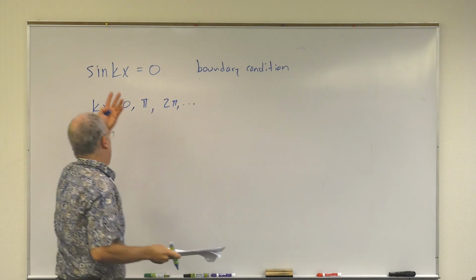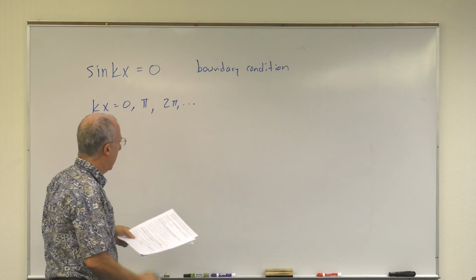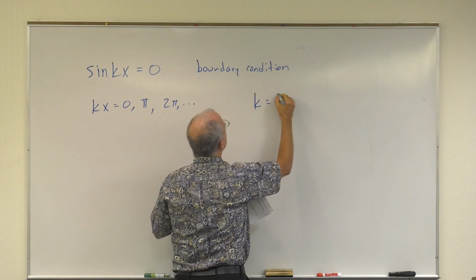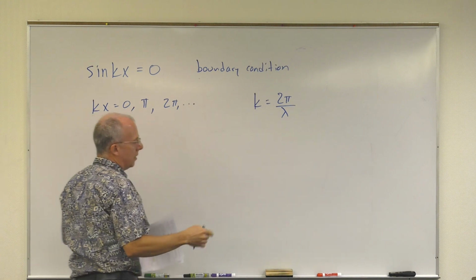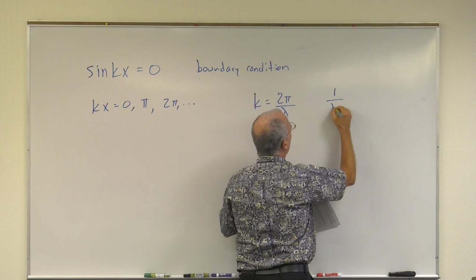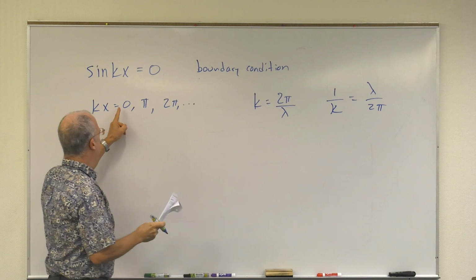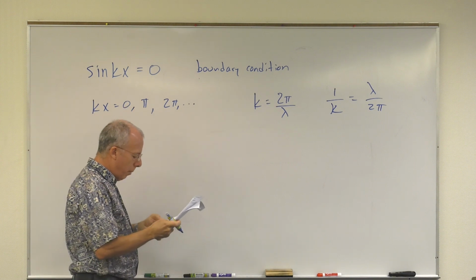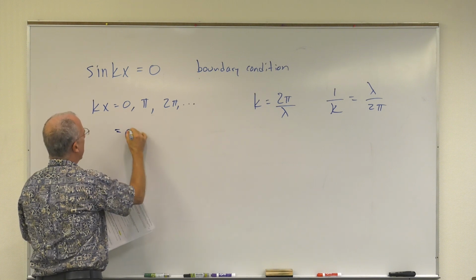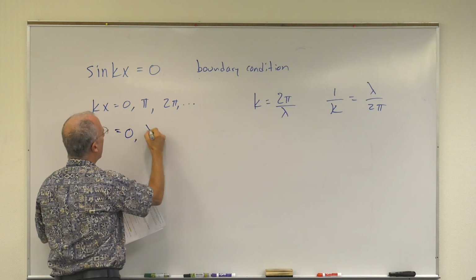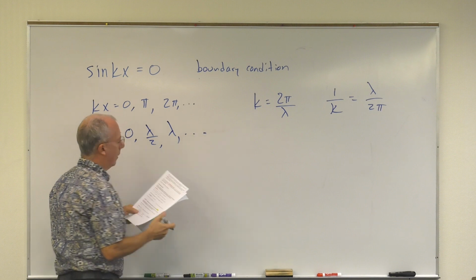That's fine. But we want to find x, so we have to divide everything by k. Remember, k is 2 pi over lambda. Dividing by k is the same thing as multiplying by 1 over k, and 1 over k is lambda over 2 pi. So we multiply everything by lambda over 2 pi. It's going to be 0 still. This is going to be lambda over 2. This is going to be just lambda, and so forth.